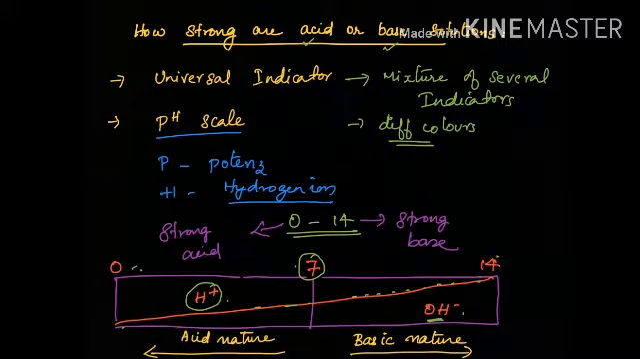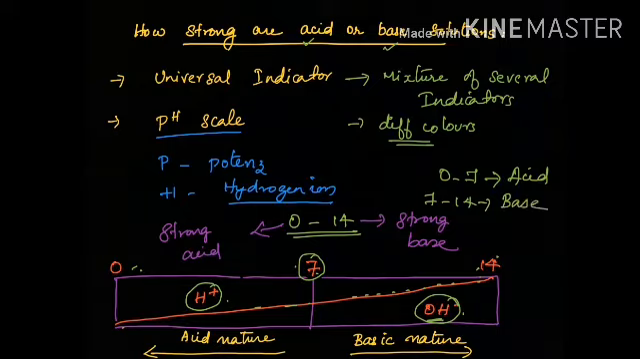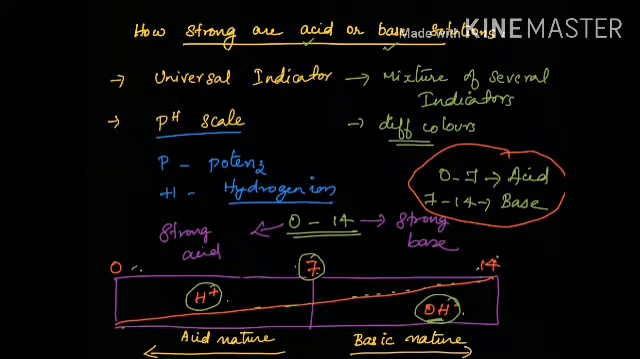So if the value that we are getting is between 0 to 7, it is an acidic solution. Here the OH minus ions are more, so if the value is between 7 to 14, it is a basic solution. So if the value is between 0 to 7, it is an acidic solution, and if it is between 7 to 14, it is a basic solution. What about if it is exactly 7? It will be neutral.